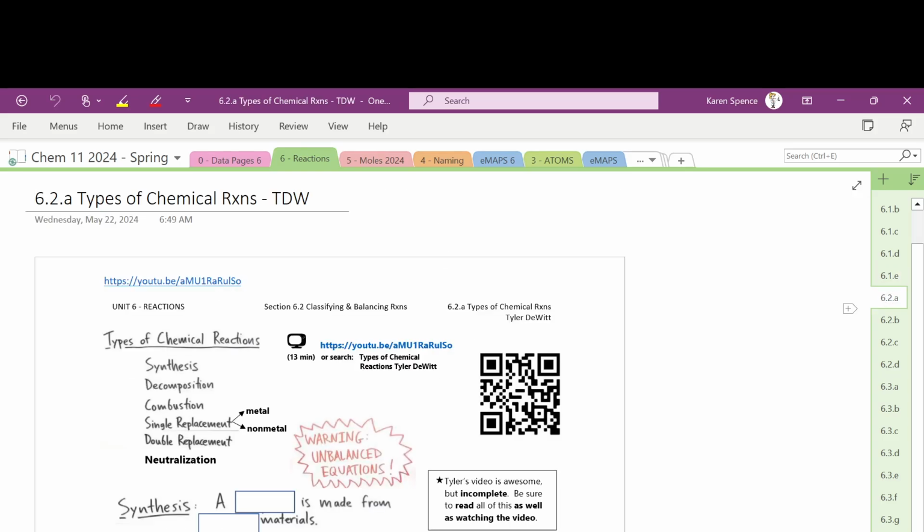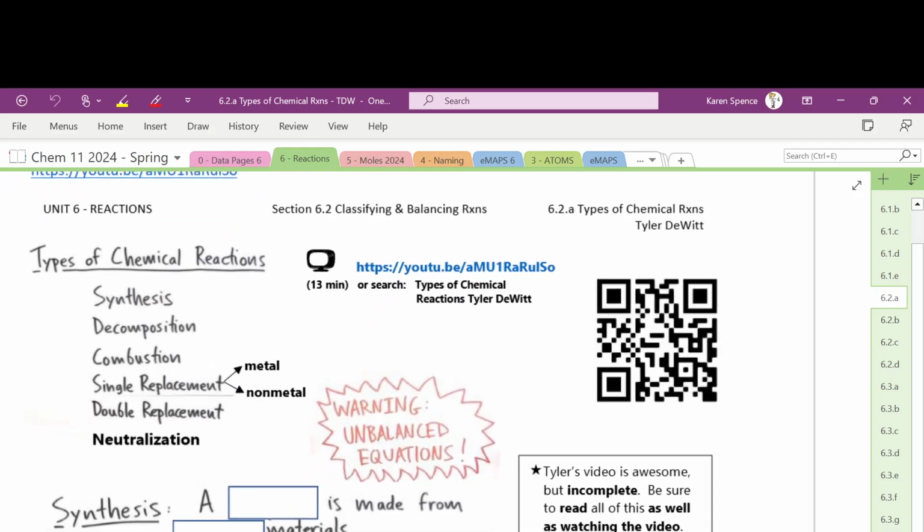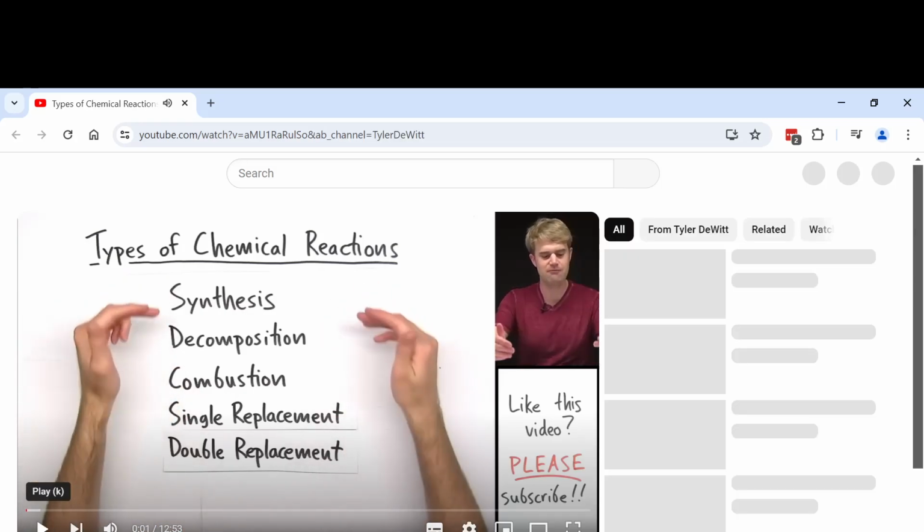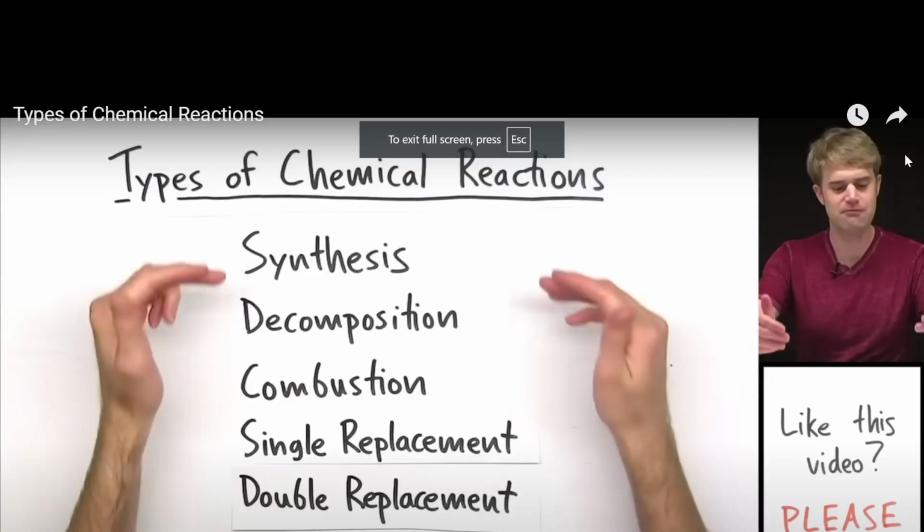We're going to move on to section 6.2, and we're going to hang out with Tyler and learn about some types of reactions. Although, actually, do we even want to do that yet? Yeah, we do. Okay, here we go. Actually, before we start this, let's talk about these 5. Never mind. Let's just go ahead with it.